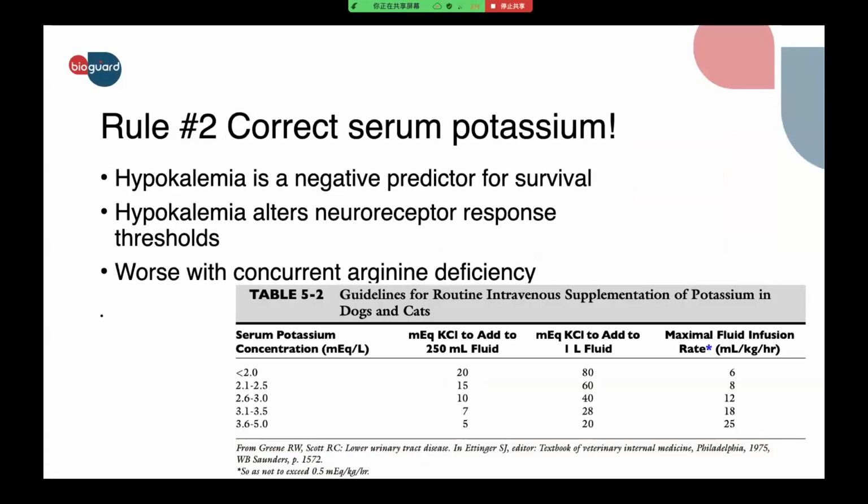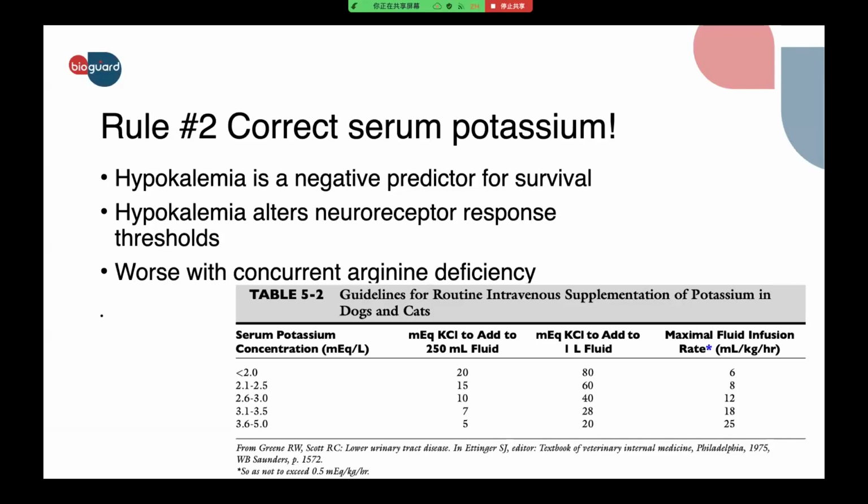And the second part would be to correct the serum potassium, because it's very easy to see in the hepatic lipidosis cat that they haven't been eating for a very long time. Where does the body get potassium from? From the food. So cats that are not eating very easily suffer from hypokalemia. This is a negative predictor for survival.